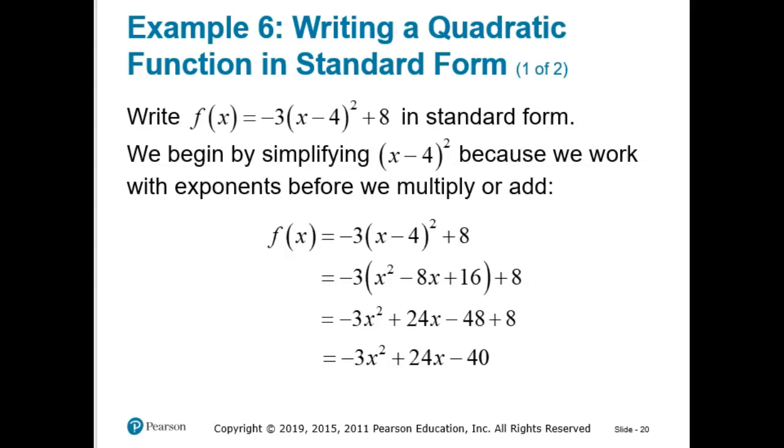Writing a quadratic function in standard form. That means if you were given f of x equals negative 3 times the quantity x plus 4, quantity squared, plus 8, and you want to get that into standard form, you simply have to multiply x plus 4 by itself to get the squared, take that answer, multiply it by negative 3, and combine like terms until you're back to negative 3x squared plus 24x minus 40.